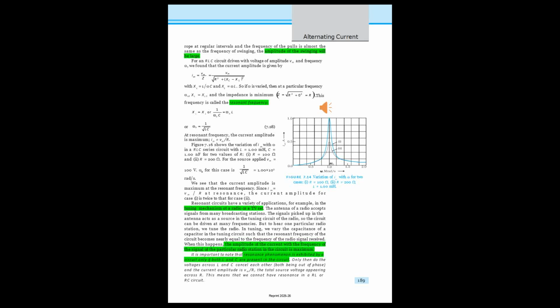It is important to note that resonance phenomenon is exhibited by the circuit only if both L and C are present in the circuit. Only then do the voltages across L and C cancel each other, because both of them will be out of phase with each other, and the current amplitude is given by Vm by R, the total source voltage appearing across R. This means that we cannot have resonance in a RL or RC circuit.